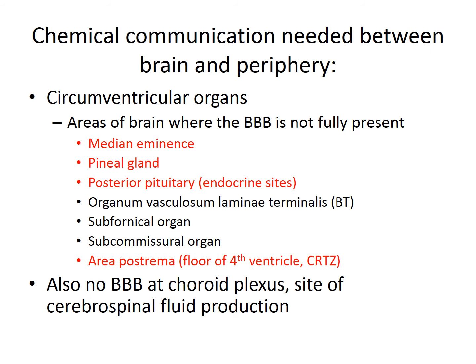The second place that doesn't have a blood-brain barrier within the brain is the choroid plexus, and the choroid plexus is where cerebral spinal fluid is produced. So it's not a full blood-brain barrier there, and that is because cerebral spinal fluid is made by taking things out of the blood, filtering it, and producing the fluid that way. So you need to be able to access blood a little bit more readily, and so that is done at the choroid plexus.